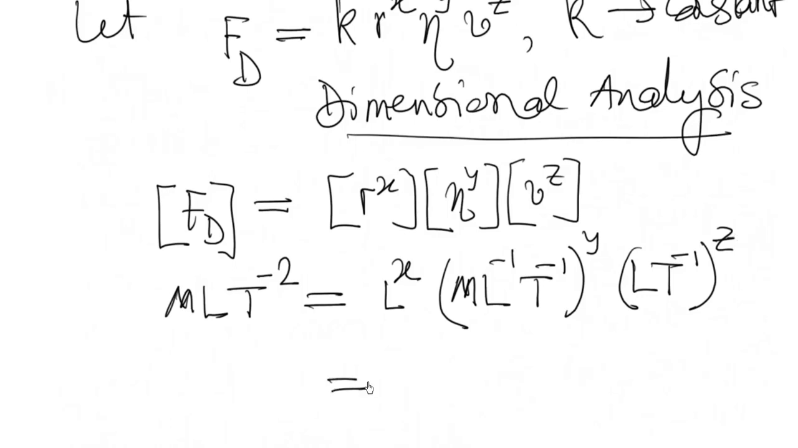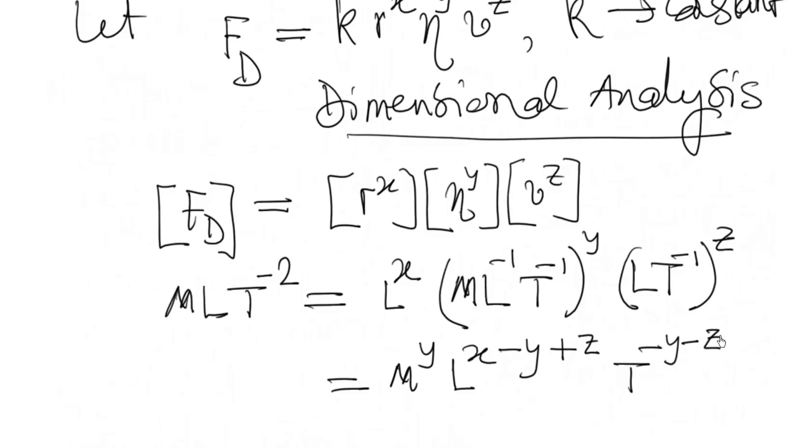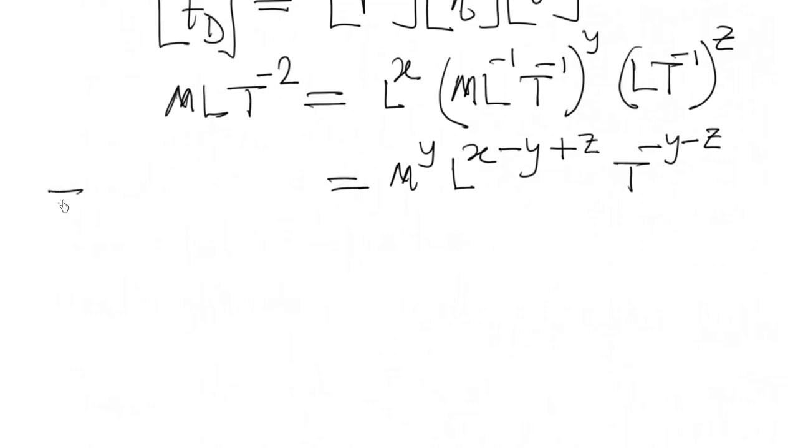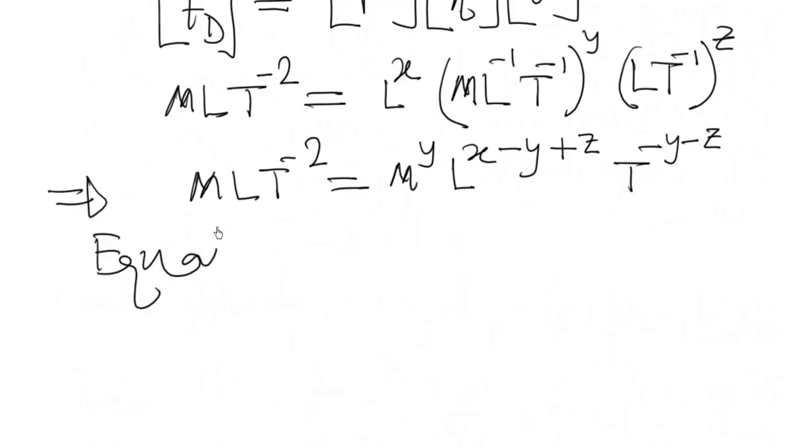So this is equal to m to the power y, l to the power x minus y plus z, and t to the power minus y minus z. So we have, this is m l t to the power minus 2, equating the powers.